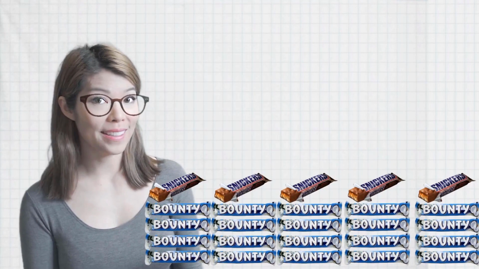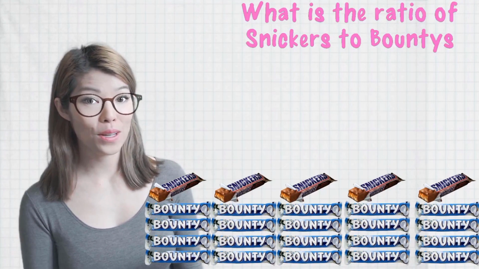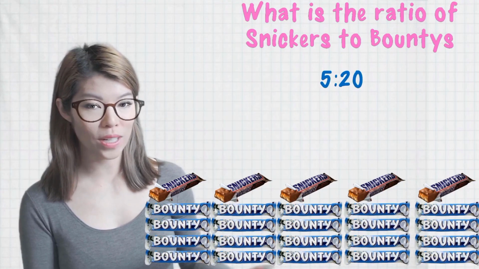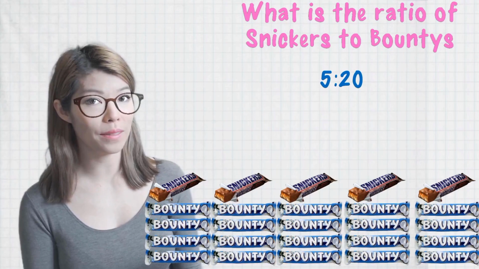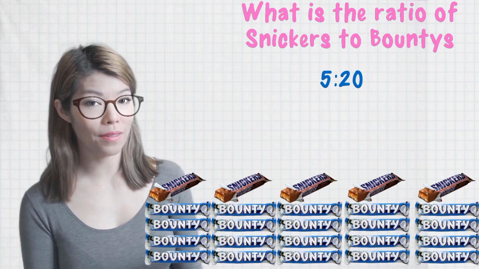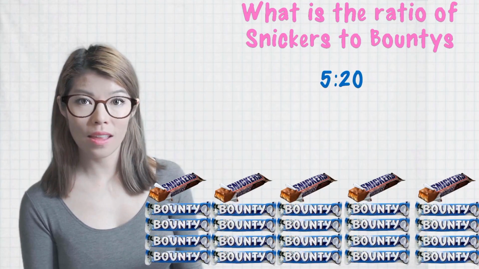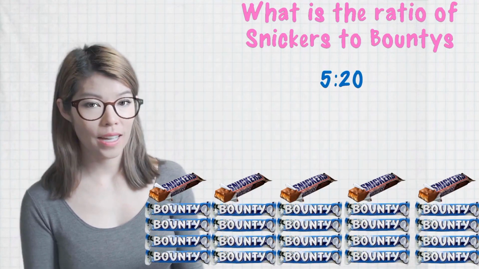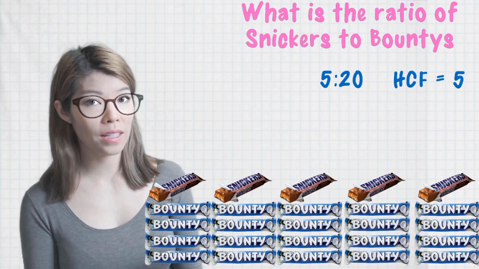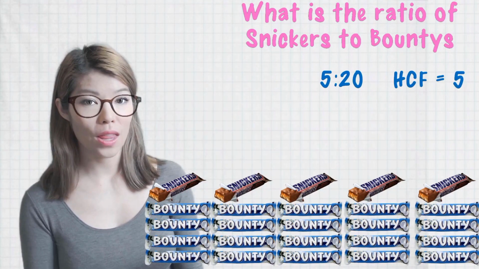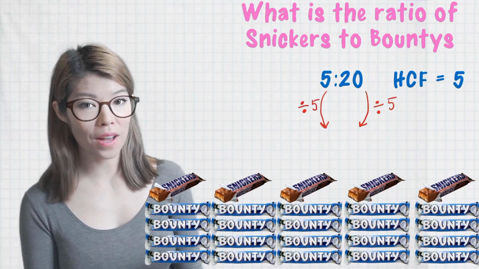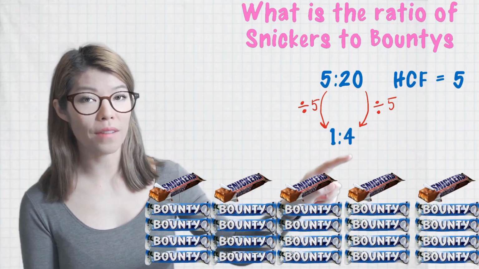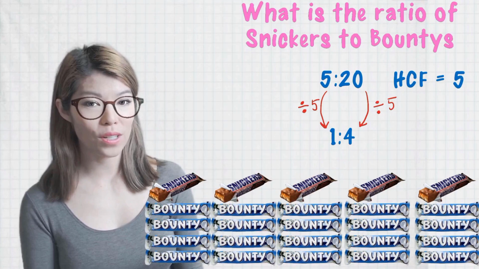Let's have a look at this. Delicious. What is the ratio of Snickers to Bounties? There are 5 Snickers and 20 Bounties, so it's 5 to 20. But we always have to simplify. So we look at 5 and 20 and think, what are the factors of 5? What are the factors of 20? And we can see that the highest common factor between them is 5. Therefore, we divide both sides by 5 to get 5 divided by 5 is 1, 20 divided by 5 is 4. So we have a ratio of 1 to 4.